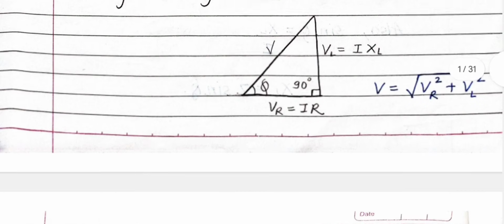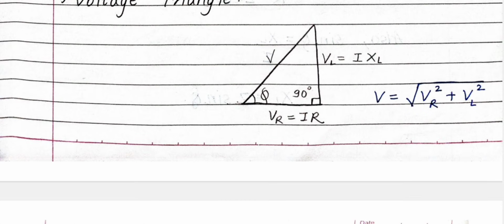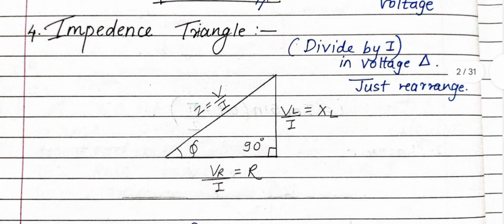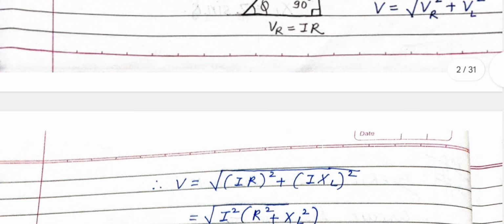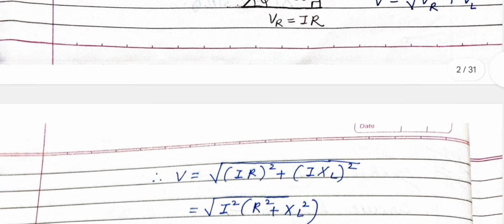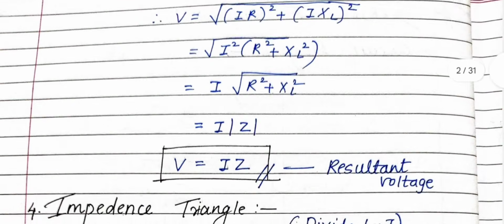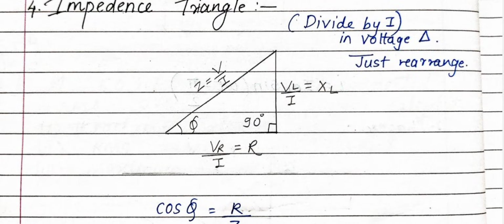Similarly, here in VL, we have written VL is equal to I into XL. Divide the complete equation by I. What you will get? VL upon I is equal to XL. That is only you have to write over here. Similarly here, VR is equal to IR. That is only the thing, divided throughout by I. You will get VR upon I, which is equal to R. That is only I have written over here. Similarly, write 90 degree and show the phase angle. Yes, your impedance triangle is completed. So this was a very simple construction.